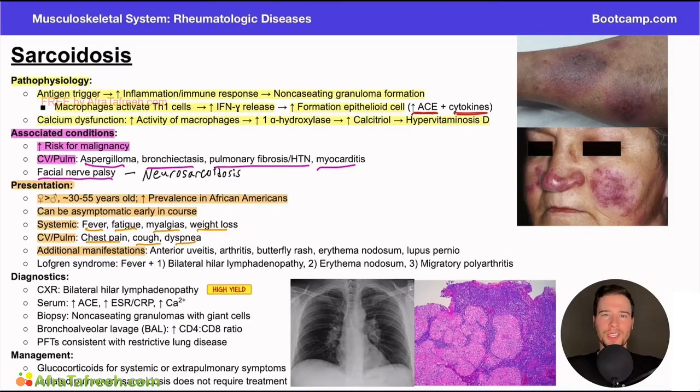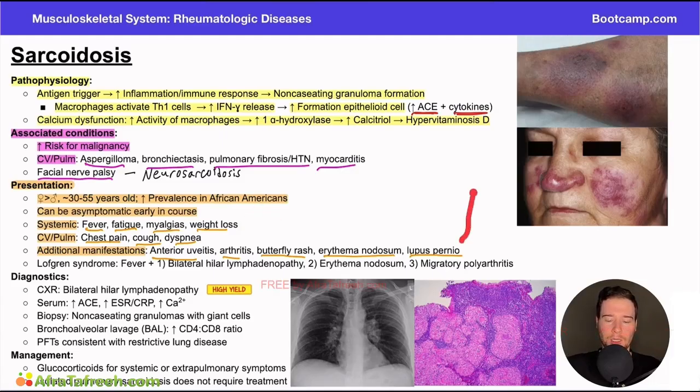Now, some of the other additional findings they want you to know on test day are really where we can start to say, yeah, this is likely to be sarcoidosis, because so far some of these findings are really nonspecific. These can be present in a lot of different conditions. But we think about these in constellation with things like anterior uveitis, arthritis, the butterfly rash that we can also see in lupus, things such as erythema nodosum and lupus pernio. Now that we have all of these constellations of things, we can think about, is this patient likely to have sarcoidosis? Do they have a lot of these findings? Or do they have just some of the non-specific ones like the systemic findings mentioned above?